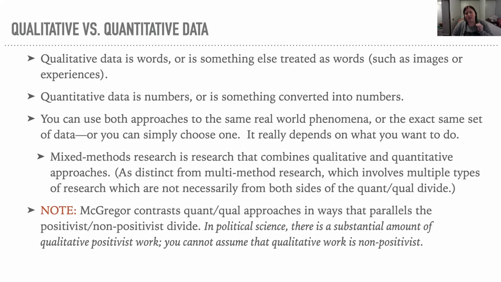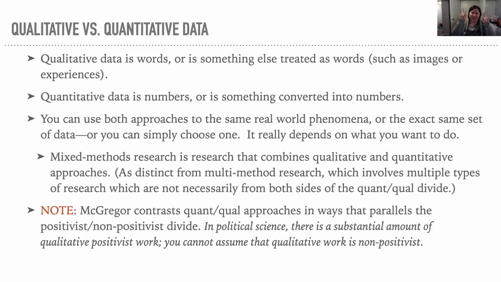So the idea is that qualitative data is words or something you treat like words, right? Whereas quantitative data is numbers or something you convert into numbers, right? So you can convert the affective quality of something into a number, right? And you'll see an example of that in the quant data I'm about to show you, right? Or you can leave it as words, right?